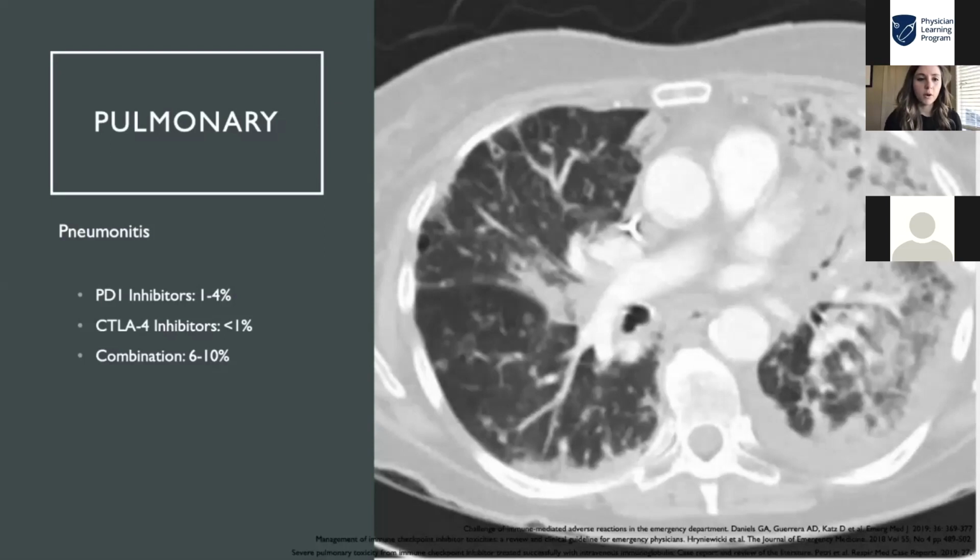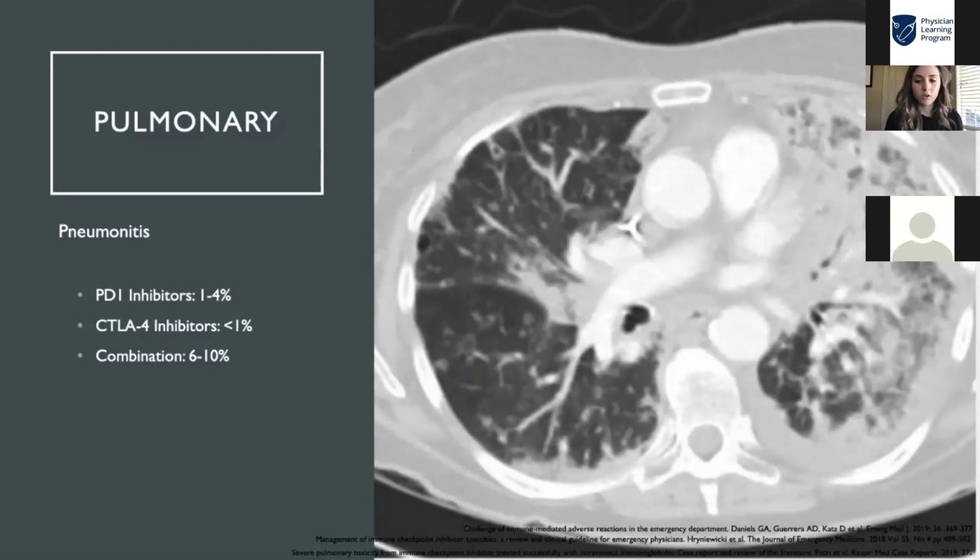In terms of our pulmonary system, pneumonitis is defined as non-infectious lung inflammation with interstitial as well as alveolar infiltrates. In patients with non-small cell lung cancer, the incidence of checkpoint inhibitor pneumonitis is higher and appears earlier after initiation of treatment compared to other cancer types.